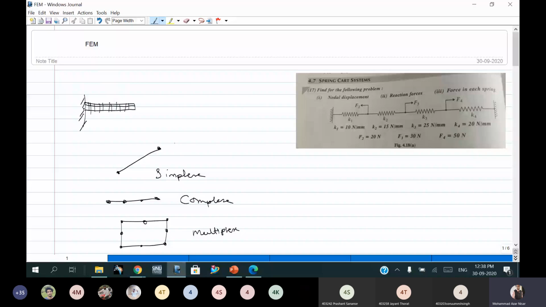So the link element is there. For a simplex triangular element, it will be in this way. And in the complex one, it will have intermediate nodes in between. This is one entire element, and this is also an element, but it has intermediate nodes.